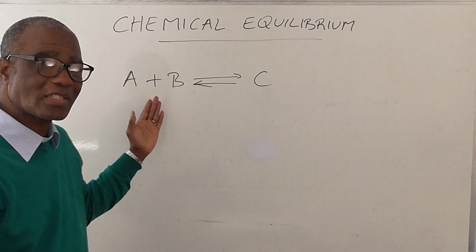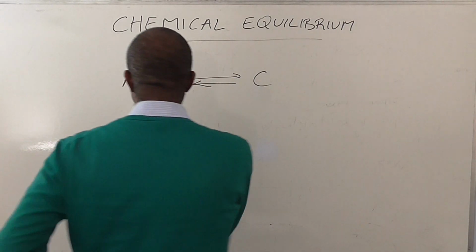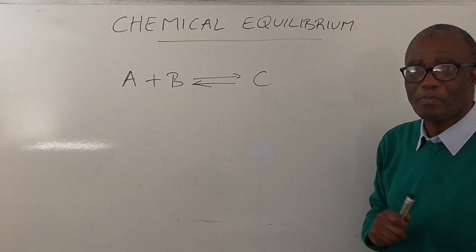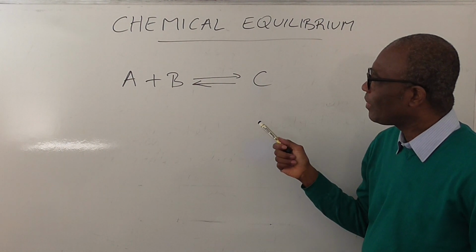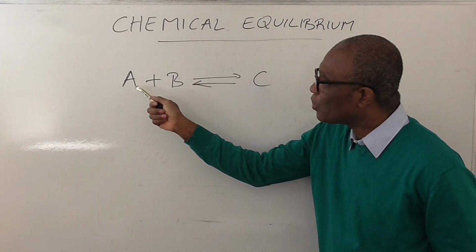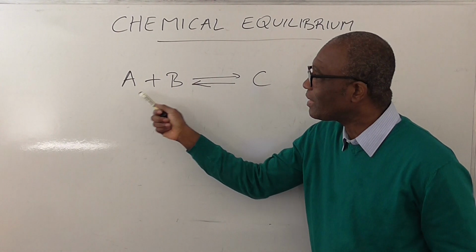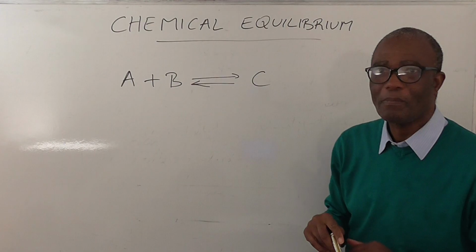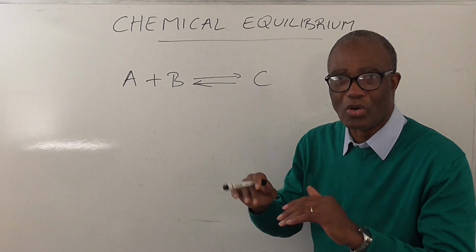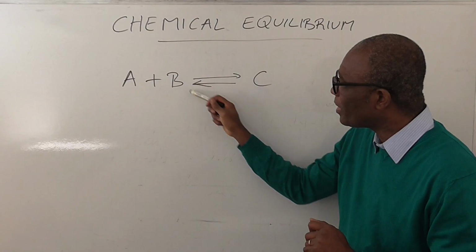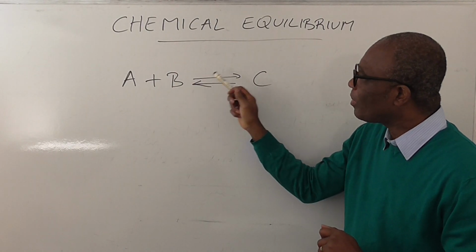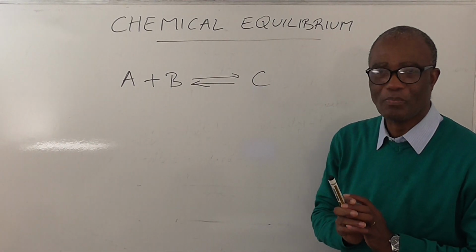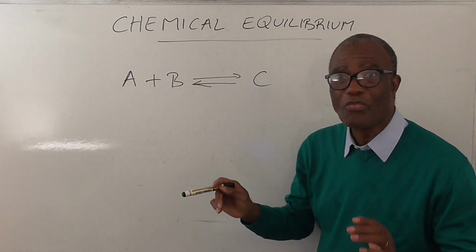When we take this example of the reaction where A and B react to give C, and the C can also decompose to give the original product A and B, that state is the equilibrium, chemical equilibrium, and this is symbolized with the two arrows, one going to the right, another going to the left. This is the state of equilibrium.